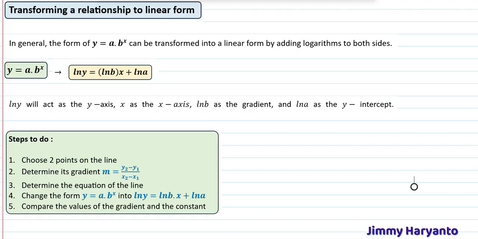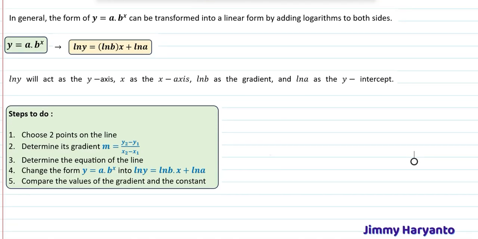So first you have to choose 2 points on the line, and then determine its gradient m equals y2 minus y1 over x2 minus x1. Determine the equation of the line. For this one, we will use y minus y1 equals m times x minus x1. But you can use y equals mx plus c also.